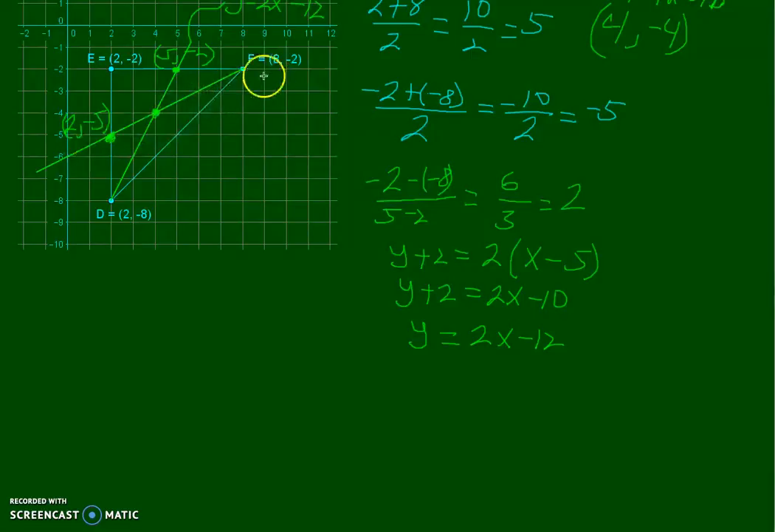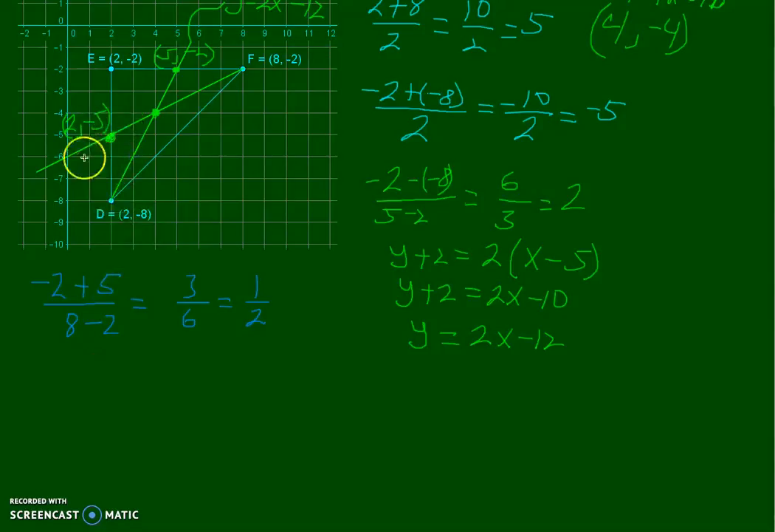So our slope here is negative 2 minus negative 5 over 8 minus 2. That gives us 3 over 6, which is 1/2. Alright, so there's our slope.